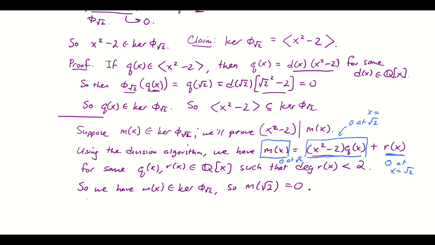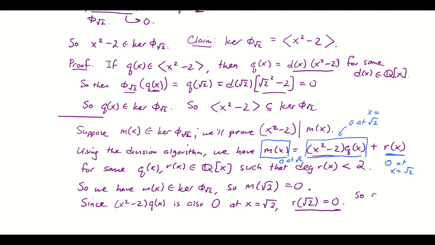So since x squared minus 2 times q of x is also 0 at x equals root 2, because that is true, r of root 2 has to equal 0. All right, but what did we just establish earlier? We said that no linear polynomial over the rationals is going to satisfy this. So r can't be linear. And it also can't be a non-zero constant because a non-zero constant will never evaluate to 0, no matter where you evaluate. So it can't be a non-zero constant.